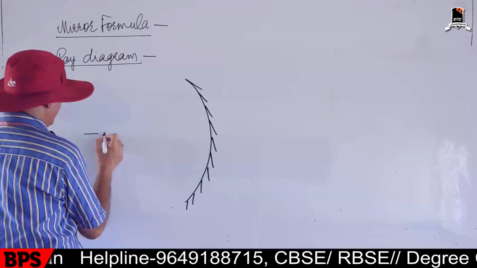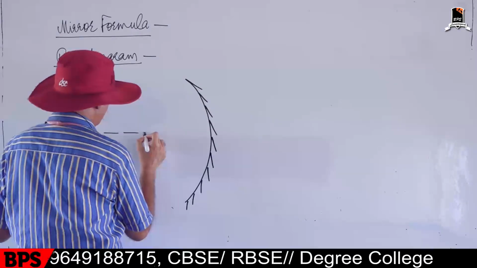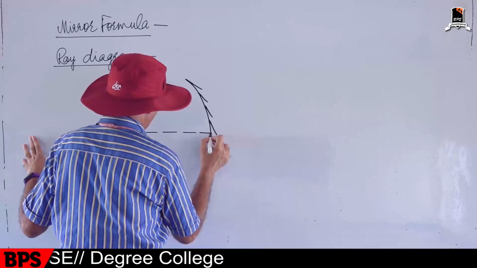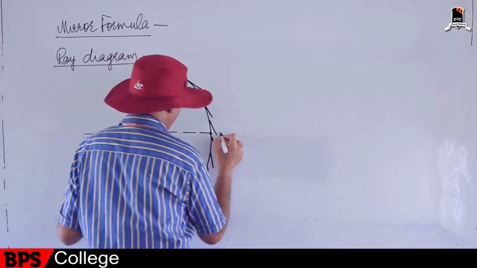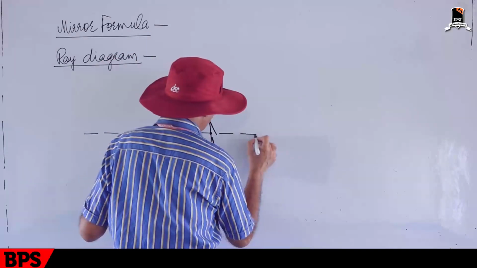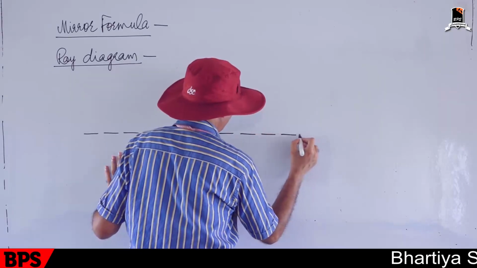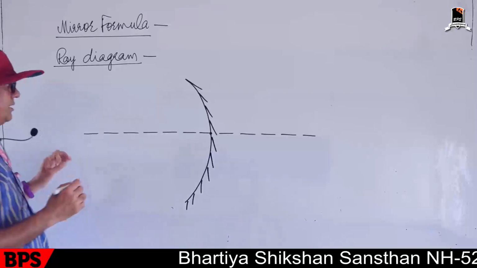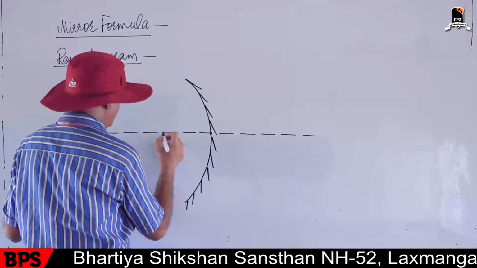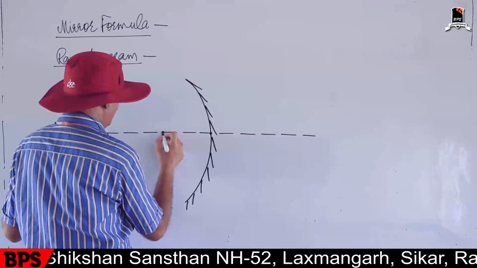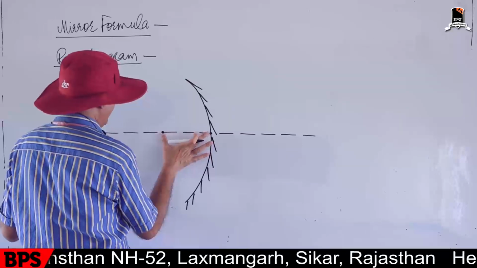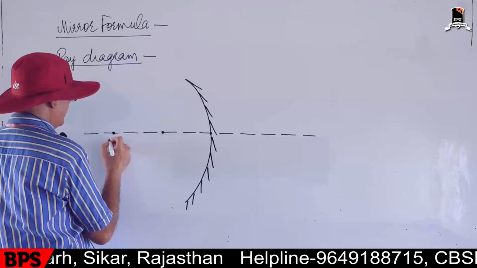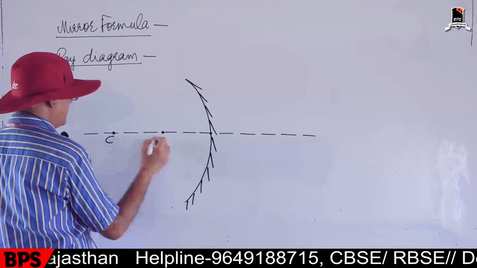Take the principal axis. This is the principal axis. Call this point P and extend this principal axis behind the mirror, because now the image will be imaginary, virtual. Say this is the focus point and this is the center of curvature point. This point is C, this point is F.